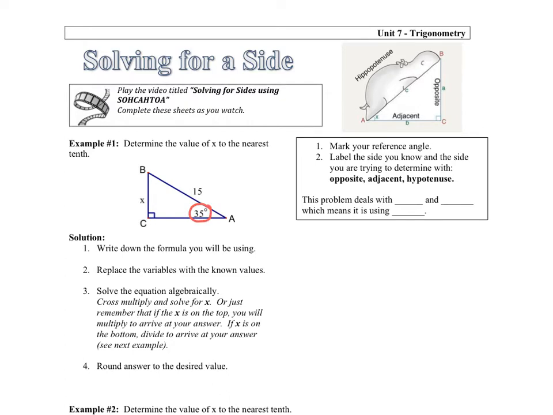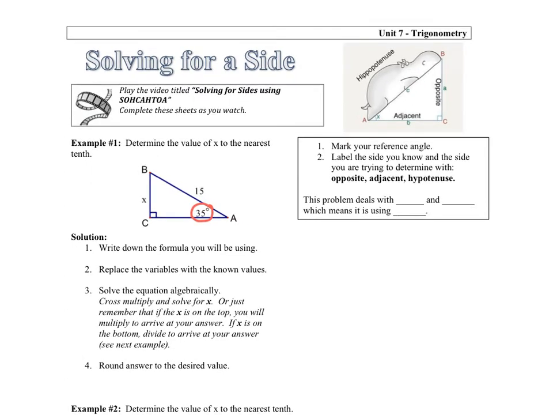So with reference to the 35 degrees, x is going to be my opposite side. This AC is going to be my adjacent, and the hypotenuse is always across from that right angle. Okay, so now we want to see, what side am I given and what am I looking for? So I am looking for my opposite side and I'm given my hypotenuse.